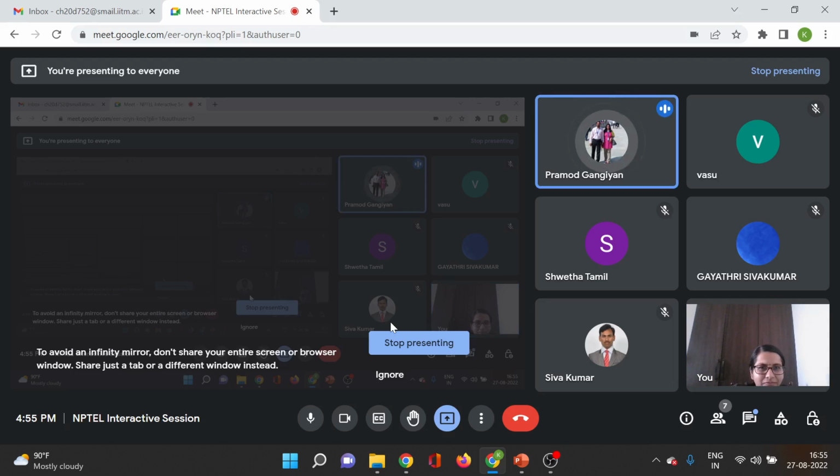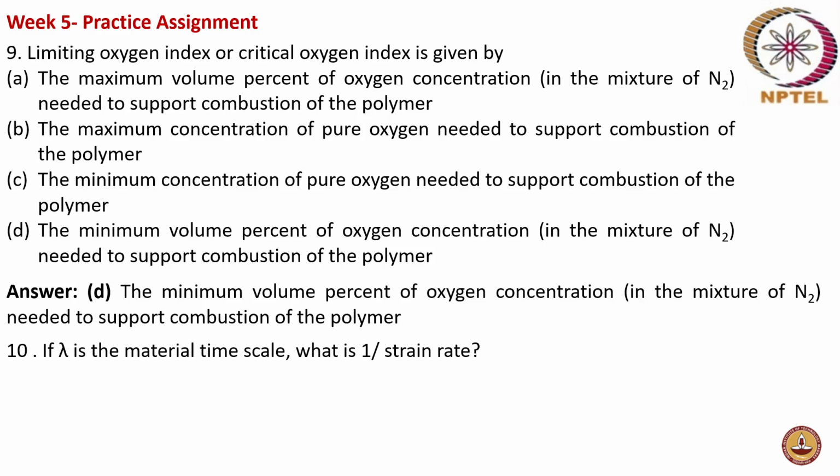Maybe we can say that the inverse of strain will definitely create some sensitivity to the polymer, how sensitive it is to the stress. Let me give a clue. It is again a time scale.